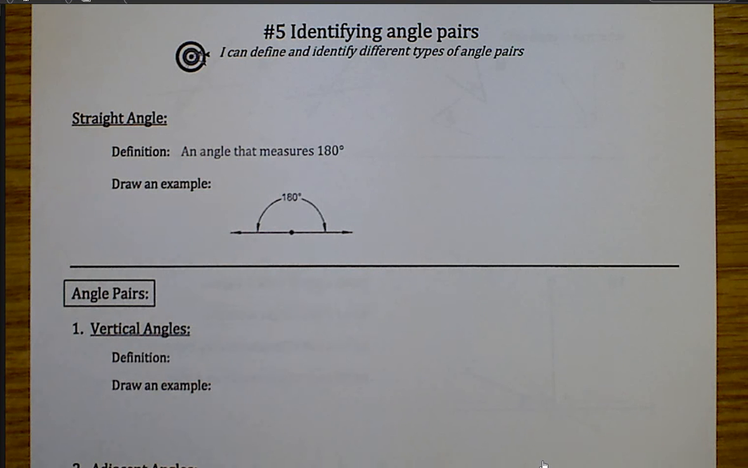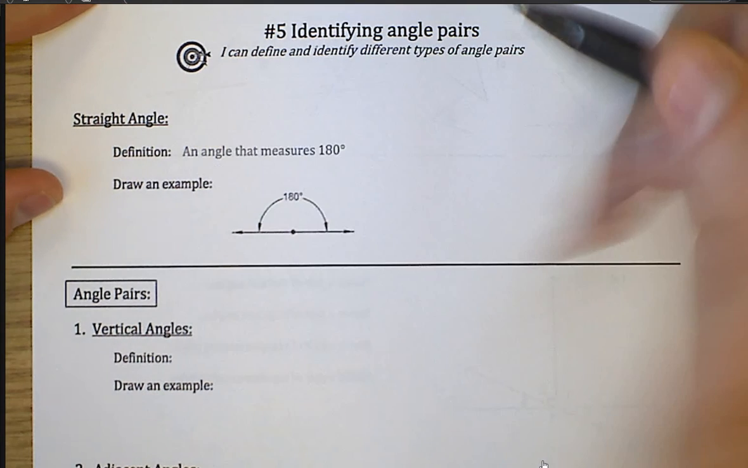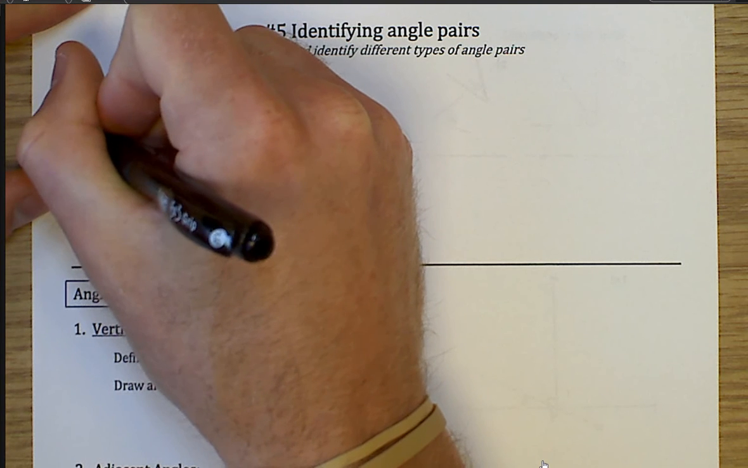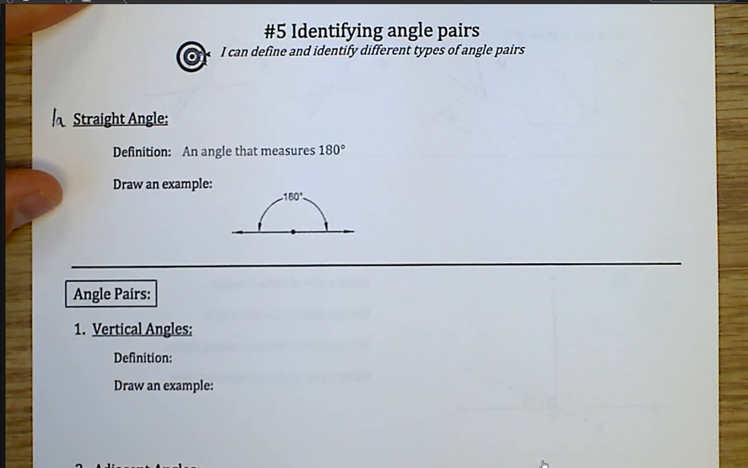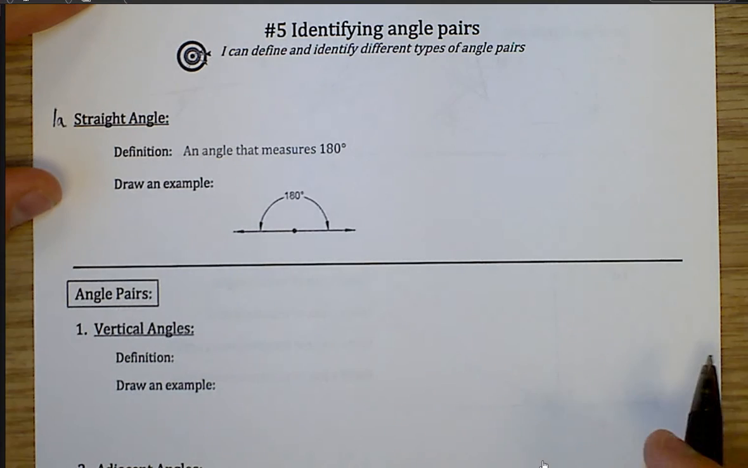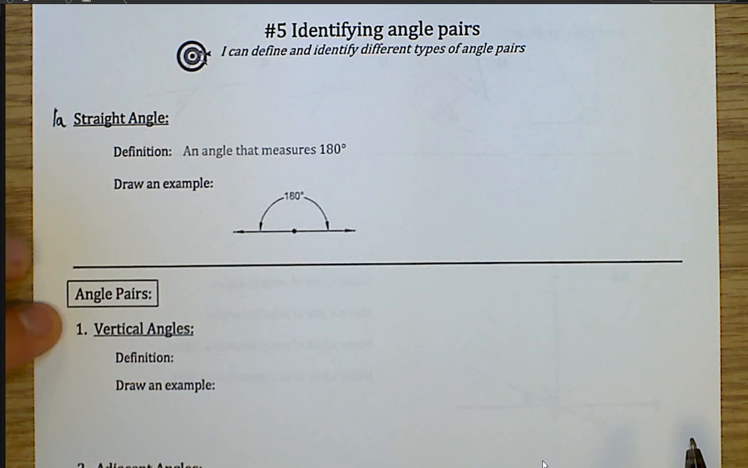So the first one here, kind of giving an example how we're going to do these notes. You have the definition of a straight angle. So we'll call this one 1A. We'll call that a straight angle. A straight angle, you know already, we've talked about this, right? An angle that measures 180 degrees, that's just a straight line, okay? That's a straight angle.